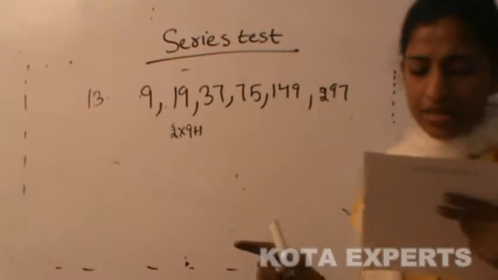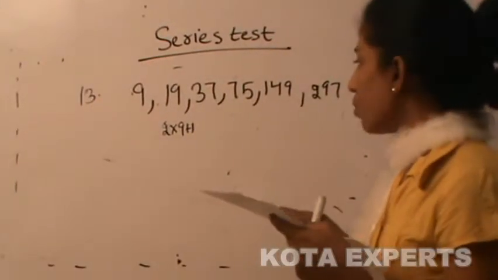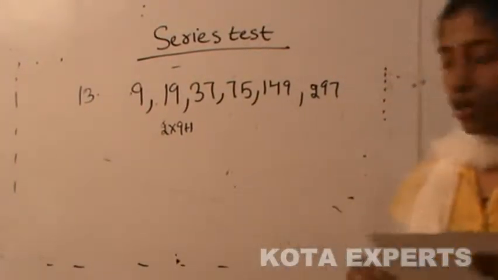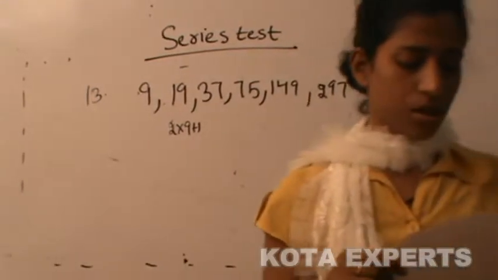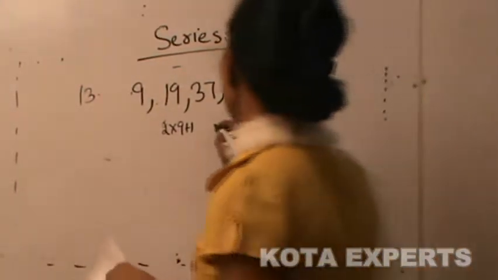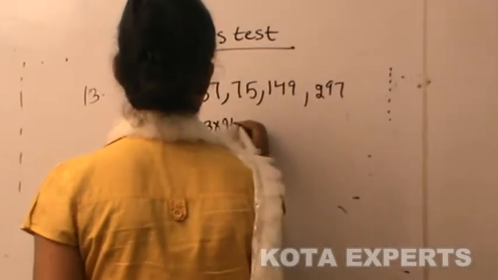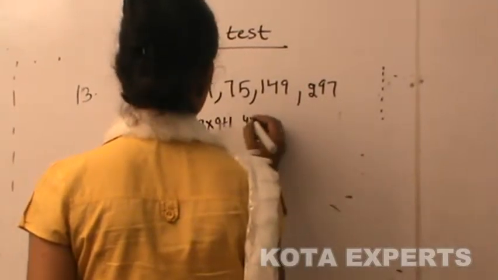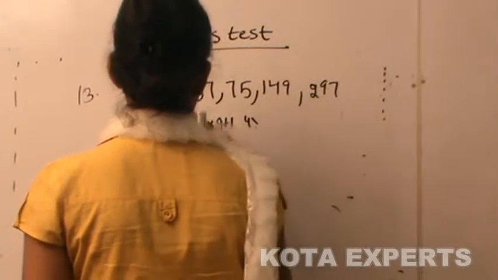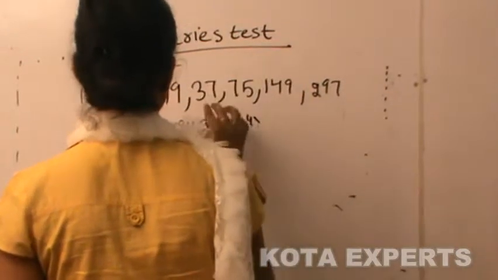37 is 3 into what? Make it. One number is missing here.